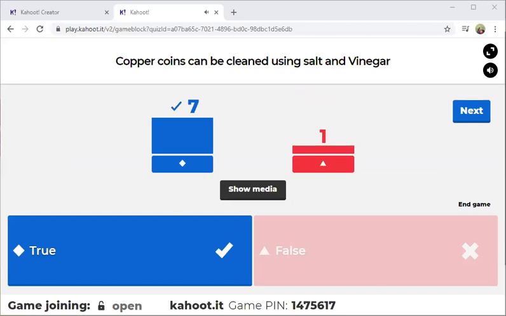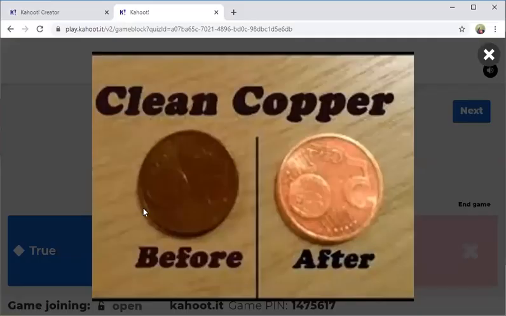All right, well done. So the answer is true. Remember we did an example, I believe it was yesterday, where we looked at an investigation where salt and vinegar was used to clean dull coins, and they came out polished as in this picture here. So yes, salt and vinegar can be used to clean copper coins. And we're also given another example of how we can use baking soda or bicarbonate of soda to also clean coins.